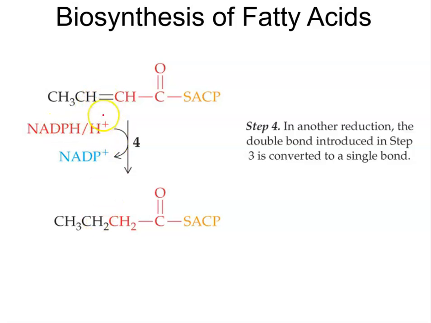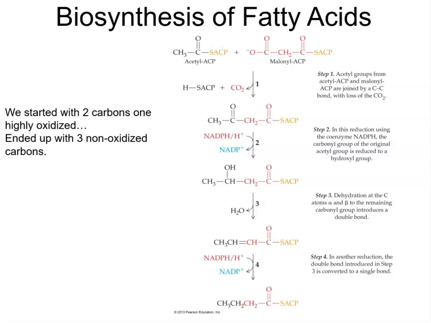Instead, we're using it to reduce this long chain. So we're getting rid of those oxygen bonds and we're making long chains here. So now you can see this 4-carbon chain, and it only has that oxidized carbon at the very end that's attached to the acyl carrier protein. So we started with 2 carbons, one that was highly oxidized, and ended up with 3 non-oxidized carbons, right? So we have fully reduced carbons here.